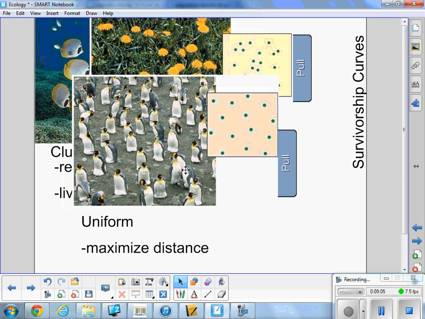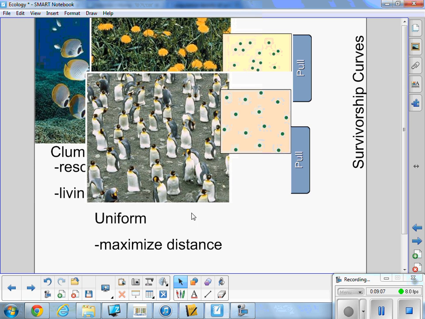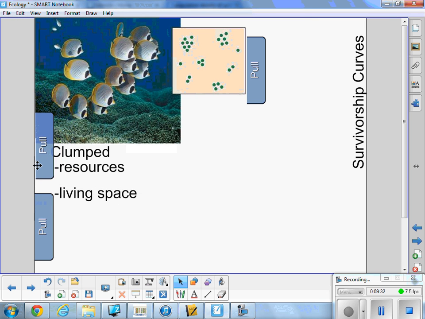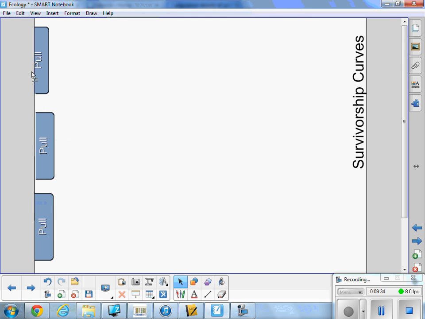And then lastly, we have uniform dispersion, where these organisms, like these penguins, are going to uniformly disperse, so that there's a maximum amount of distance between one individual and the next. And we'll see this with penguins whenever they're protecting their eggs. So that's uniform dispersion. So those are the ways that organisms can disperse themselves within a population or within the ecosystem.